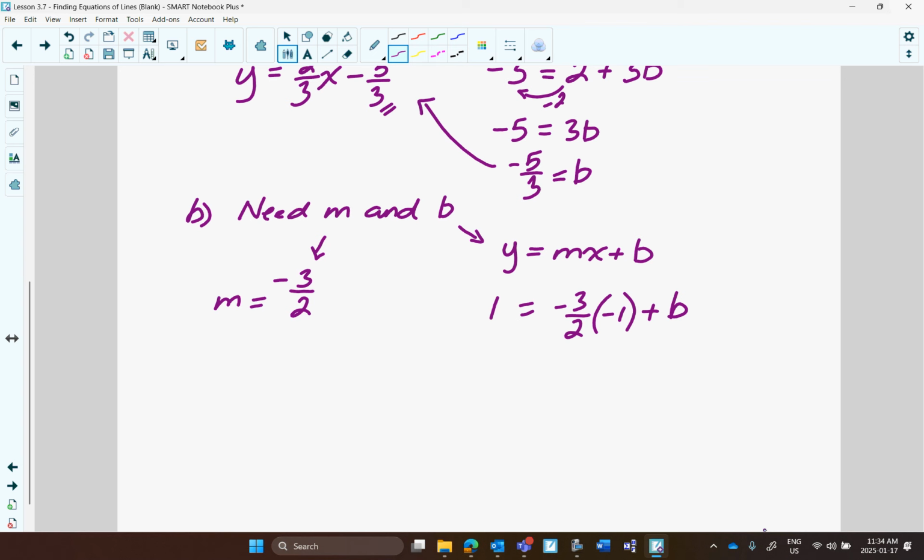Anybody have an issue with this? Because it's wrong. This is supposed to be -1. This is supposed to be +1. -1 is equal to -3/2 plus b.